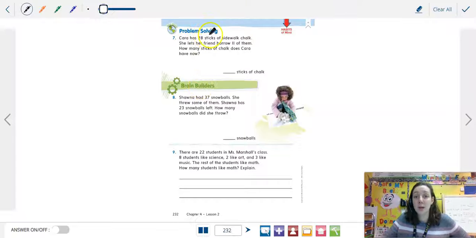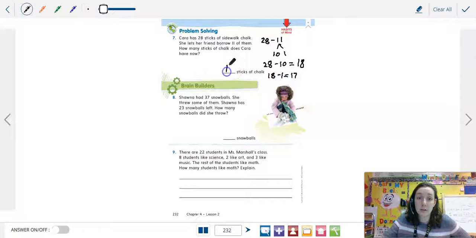Kara has 28 sticks of sidewalk chalk. She lets her friend borrow 11 of them. How many sticks of chalk does Kara have now? So we have 28 minus 11. We're going to break that 11 up into 10 and 1. Then we're going to say 28 minus 10 because we want to take away the tens first, so it's going to be 18. And then 18 minus 1 is 17. So my answer is 17.